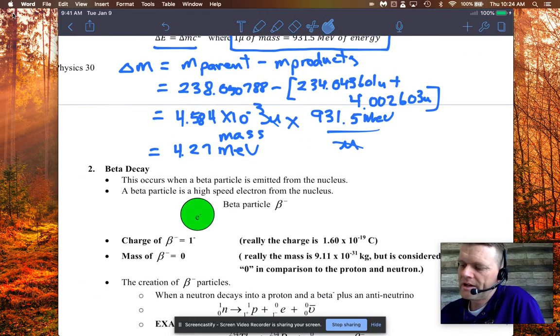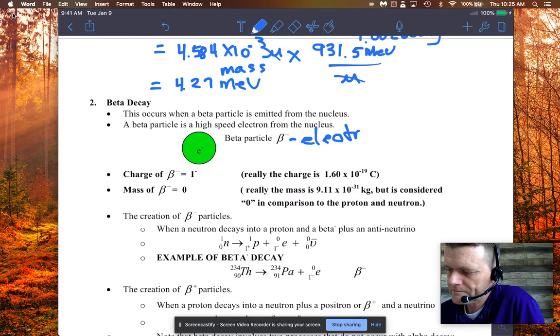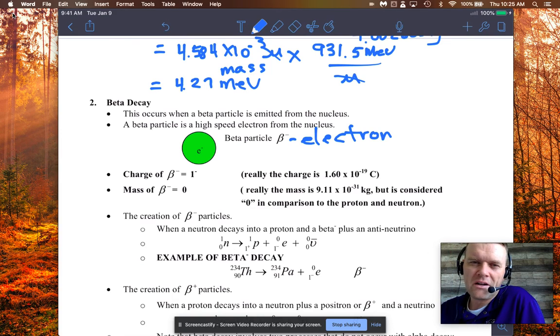Now, beta decay. This occurs when what's called a beta particle is emitted from the nucleus. There are 2 types. There's beta negative, which is just an electron. Now, I'll show you how those come about. But here's the fun one. Imagine if you could get an electron and all you did was change its charge so it's now positive. It's identical in every way, with the same mass as an electron, but it's positively charged. That is called a positron.